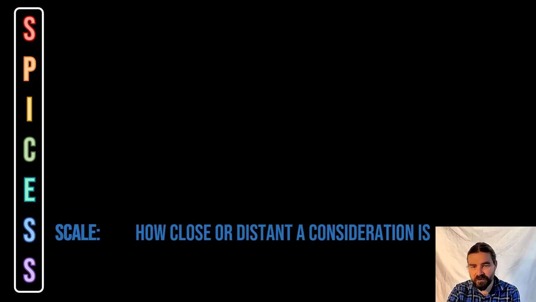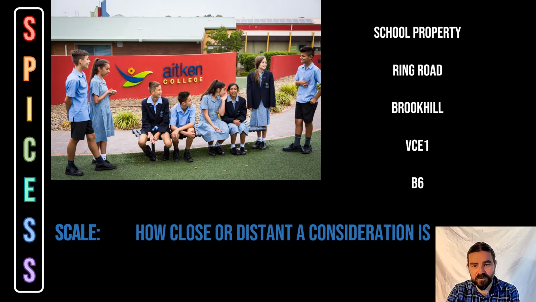Scale, what are the different scales that we can think about when you think about our school? You could think about starting right at the bottom there, that's the smallest scale, B6, that's one room. VCE1, that's a whole building. Brookhill, that's a whole group of buildings, that's 3 buildings. The ring road, that's everything inside that circular road. And then the school property, that's most of the buildings, plus everything outside of it, the barn, the sports fields, the gym, stuff like that. So there are some different scales you might think about.